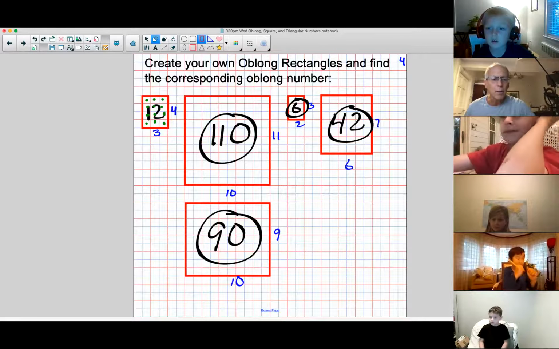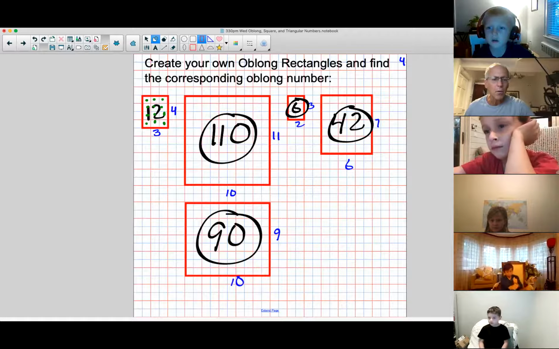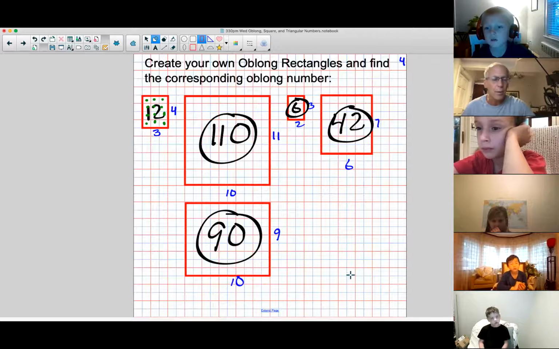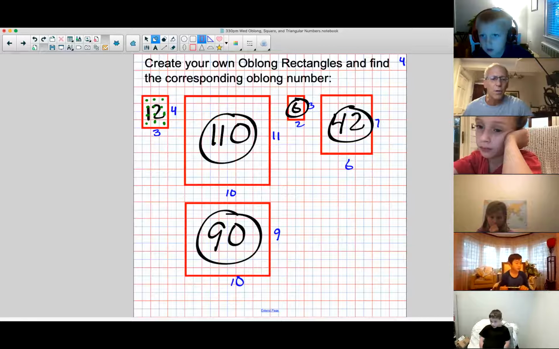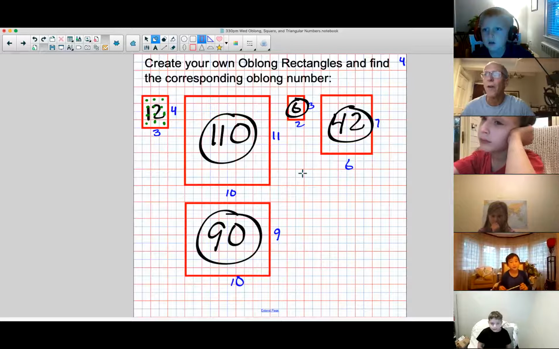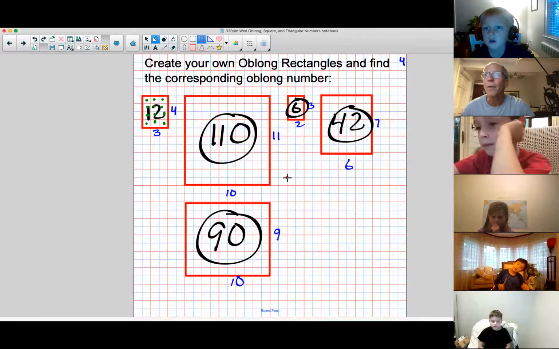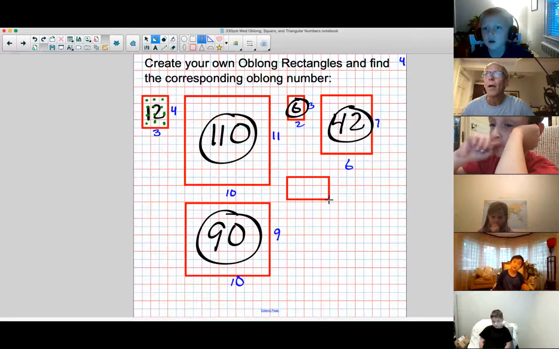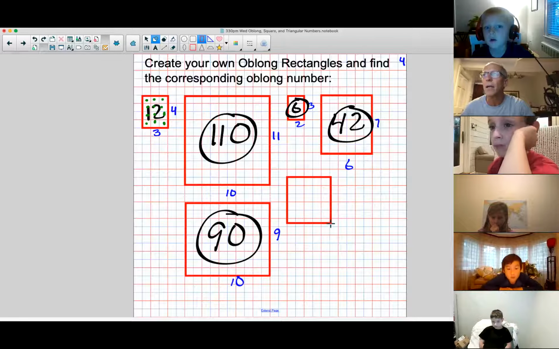Roman, aren't you working? Roman, we're waiting for you. Are you going to give us your number? Your oblong number? Raymond, Aiden, come on, Aiden. You're right there. I know you can see me. And I know you can hear me. So go ahead, Roman. Five. You have to say five by something else. Five. You have to say it louder, please. Five by two.